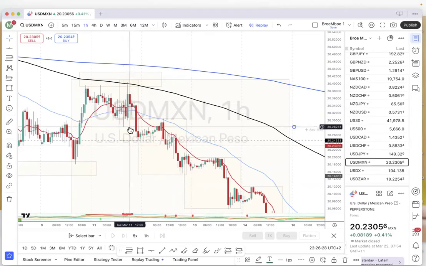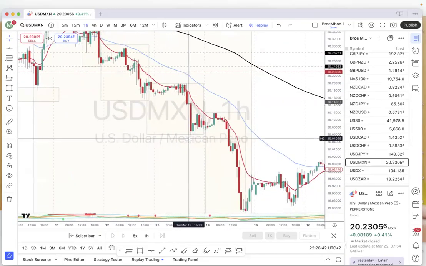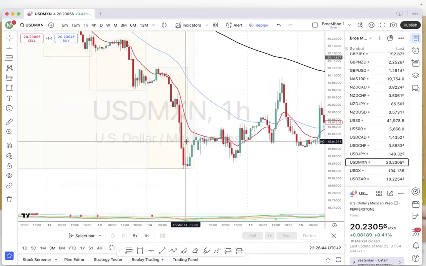But I did look at the neckline and I said, okay, the neckline is a little higher than where the market closed on that entire day. So that becomes one, that becomes two, and then you have three, and then you have four.